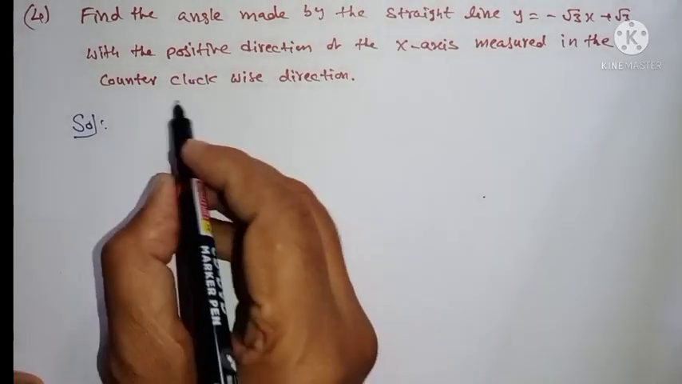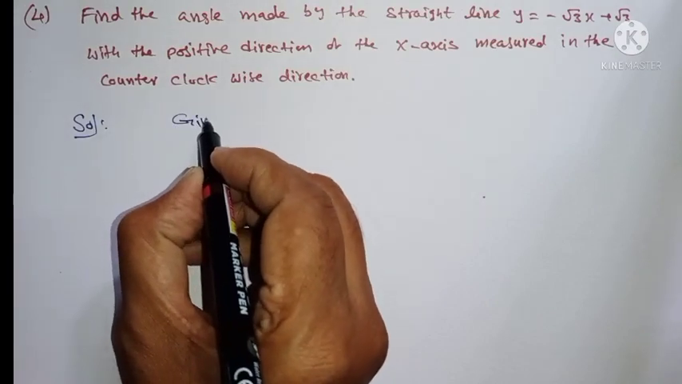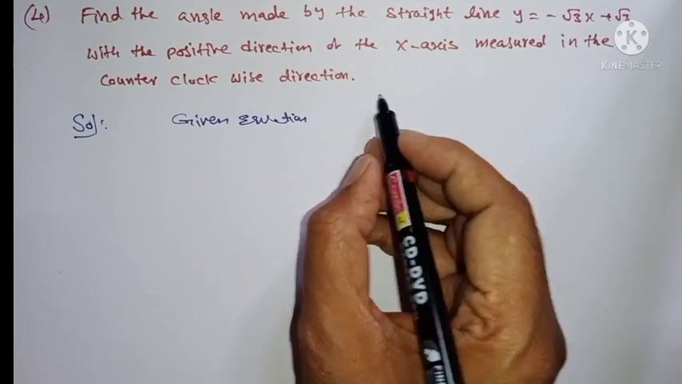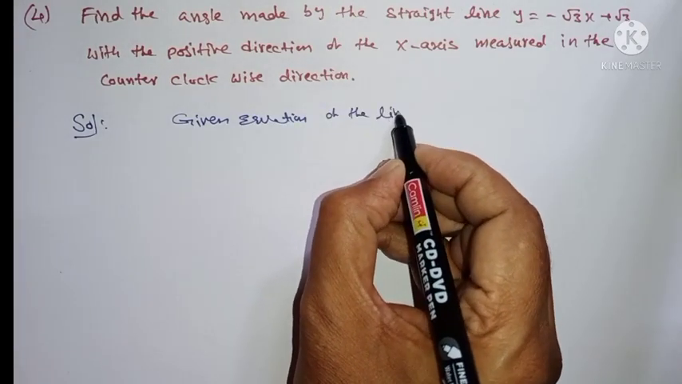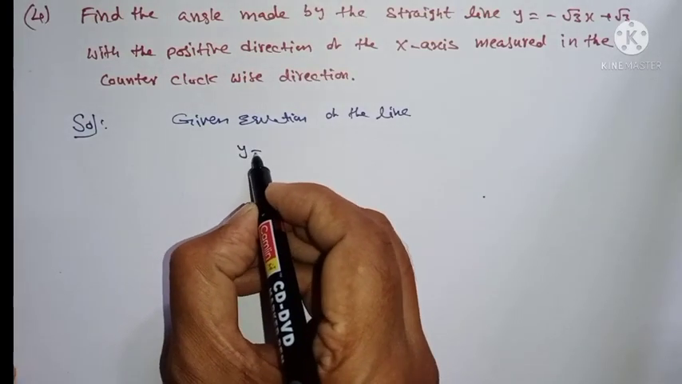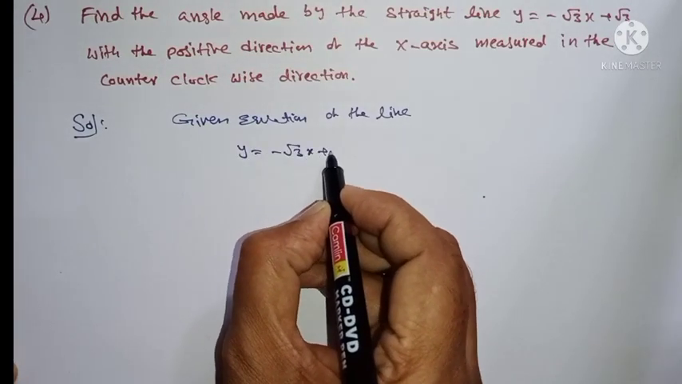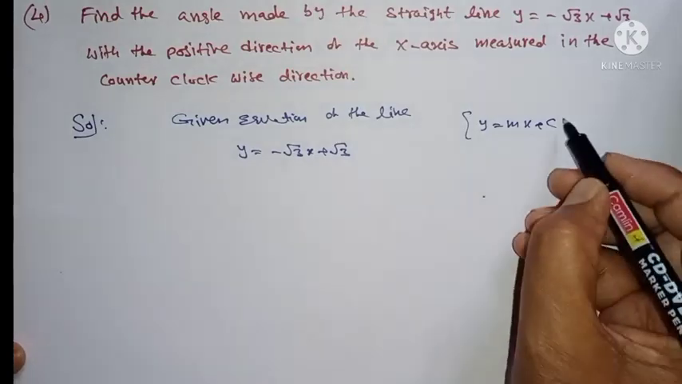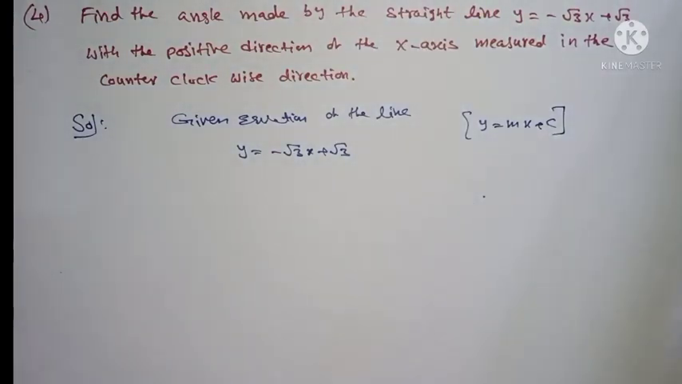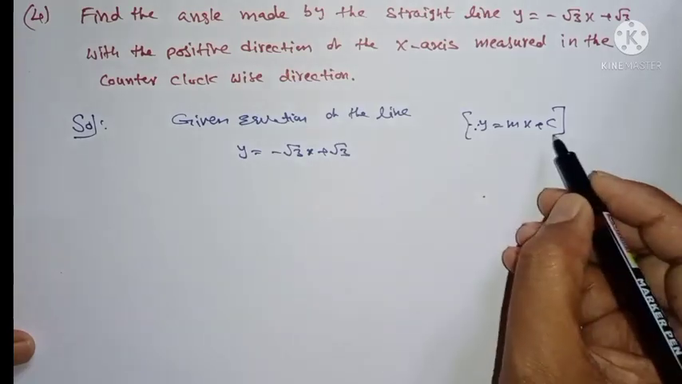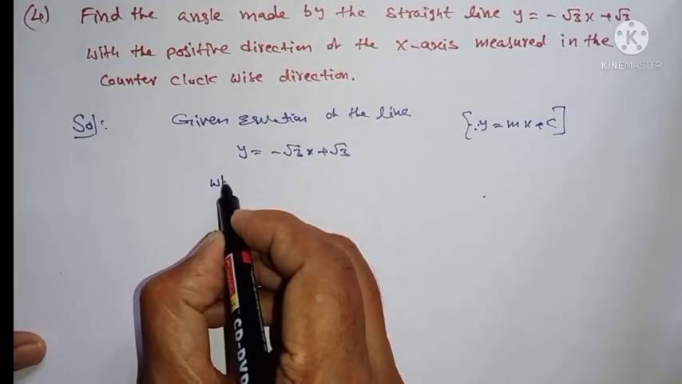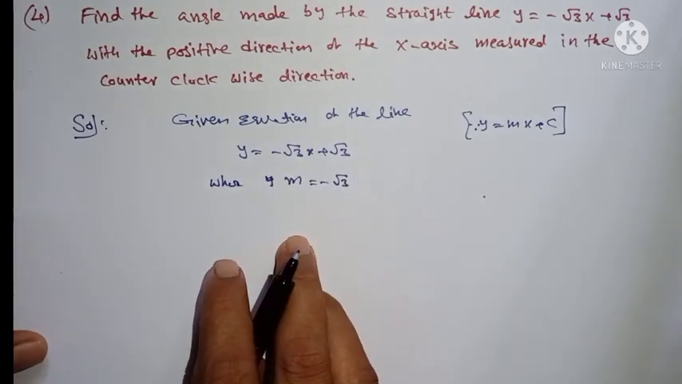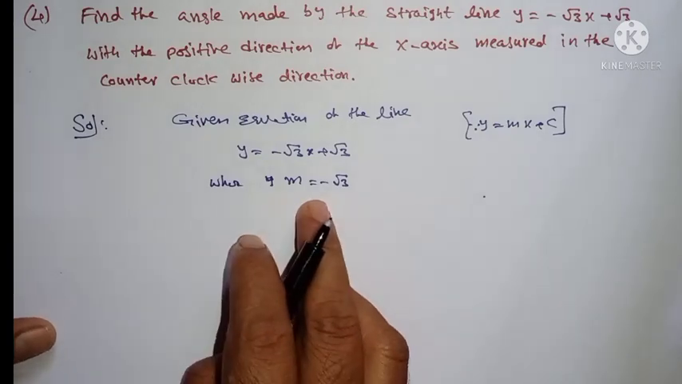Solution: observe here, first write the given equation of the line. What is given here? y equals minus root 3 x plus root 3. This is of the form y equals mx plus c, where m is equal to minus root 3. You can write this as the slope only.